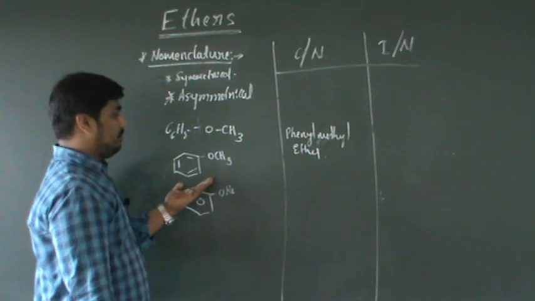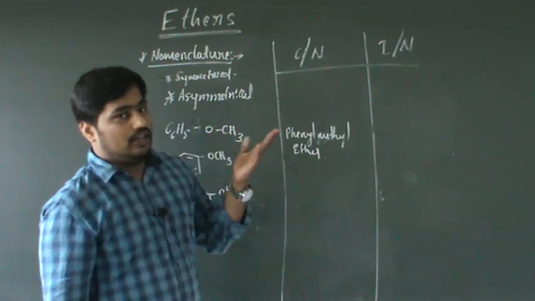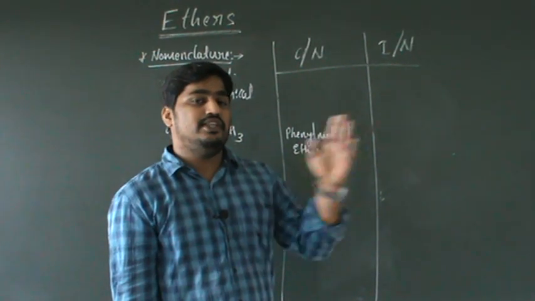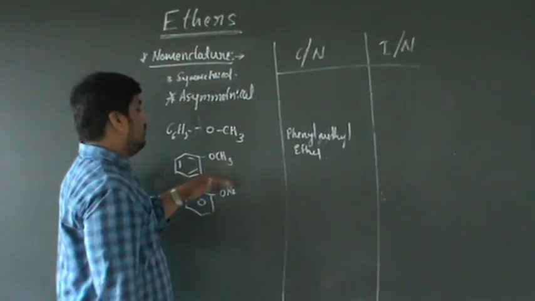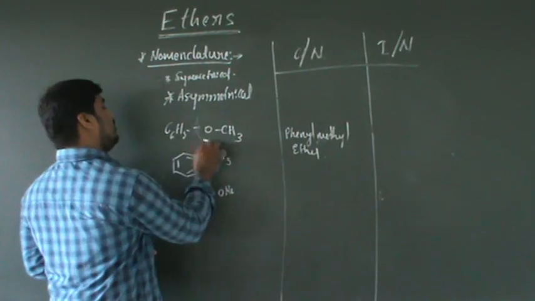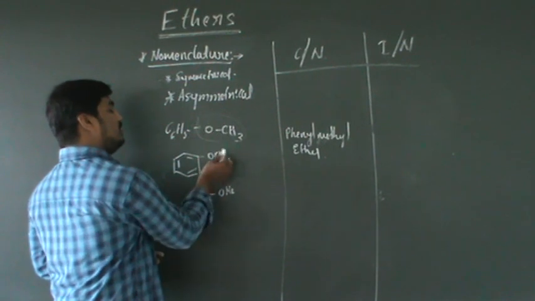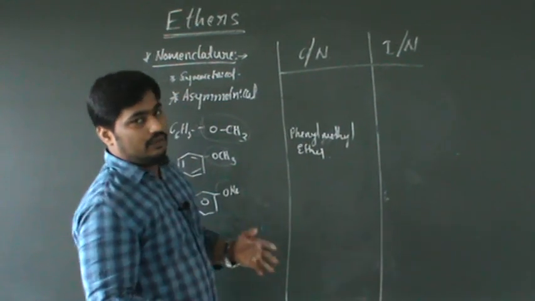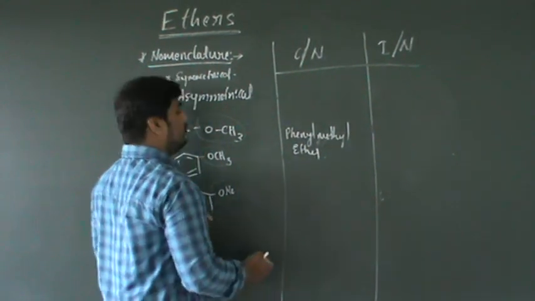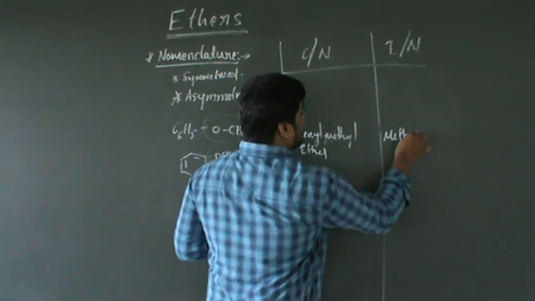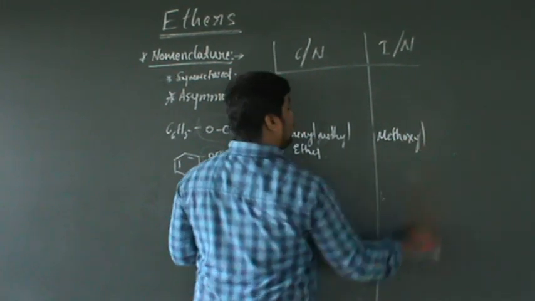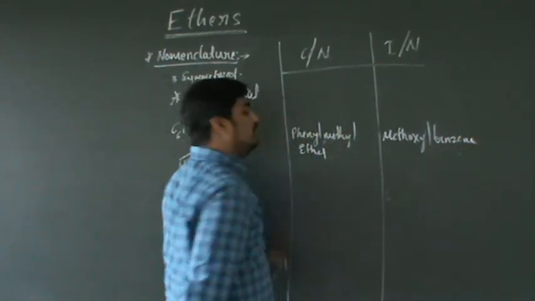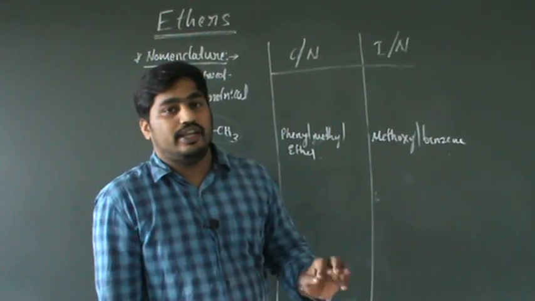What is the IUPAC name? In the IUPAC system, the smallest part is the alkoxy. This is the smallest part because it contains one carbon, while the other contains six carbons. So the one carbon part becomes the alkoxy part. It is one carbon, therefore it is methoxy. The other side is benzene. Methoxybenzene is the IUPAC name of the compound.